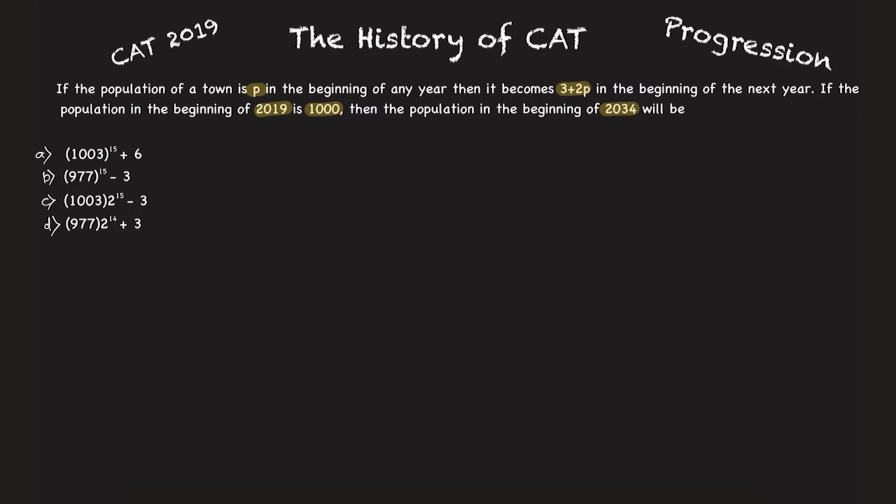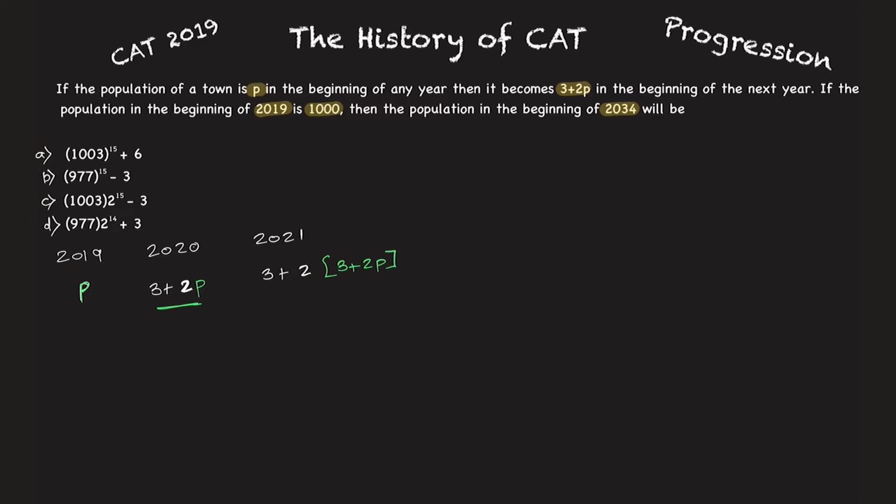So we are first in 2019, where say the population is p. In 2020 it becomes 3 plus 2p. Let's keep this p separate. So this is p, and this becomes 3 plus 2p. Then we move on to 2021. What is happening is that the 3 remains, and whatever the population in the earlier year was, it is being multiplied by 2. So this becomes 3 plus 2 into p, where p is now the population of the earlier year, which is 3 plus 2p.